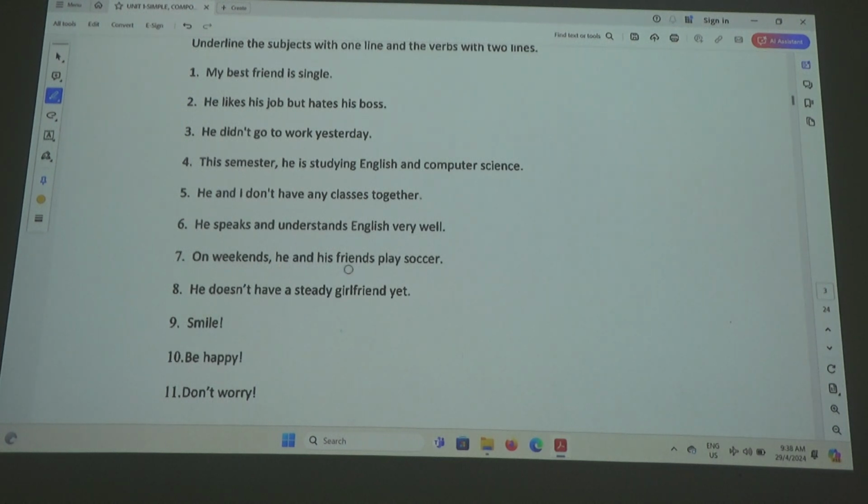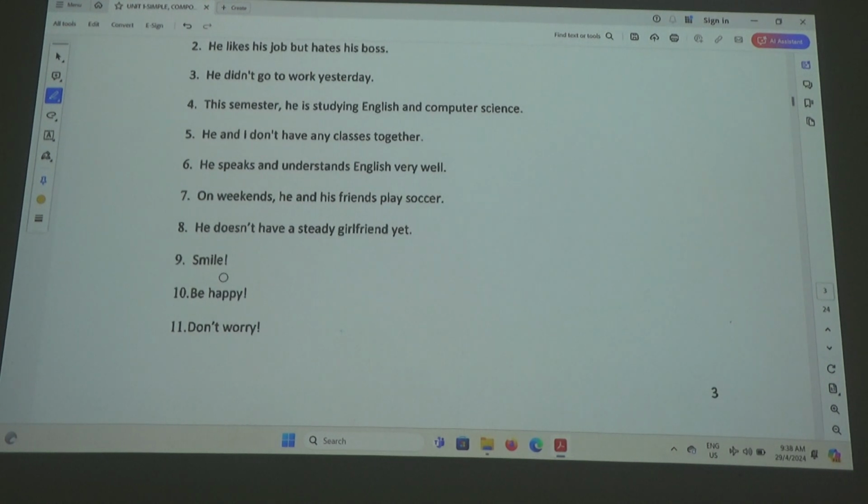Number 7. JJ. On weekends, he and his friends play soccer. Subject? He and his friends. Verb? Play. Okay, very good. He doesn't have a steady girlfriend yet. Amy? Subject? He. Verb? Doesn't have. Is that okay? All of you okay so far? Okay? Alright.